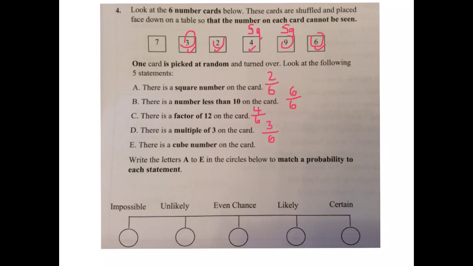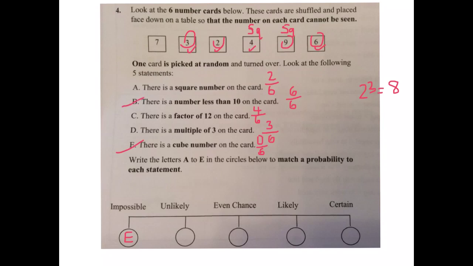And of the 6 cards, how many are cube numbers? So that's a number that's been multiplied by itself 3 times. So 2 cubed would be 2 times 2 times 2. 2 times 2 is 4, times 2 again is 8. And if I have a quick look through, none of them are cube numbers. So E is impossible. There's 0 chances out of 6.